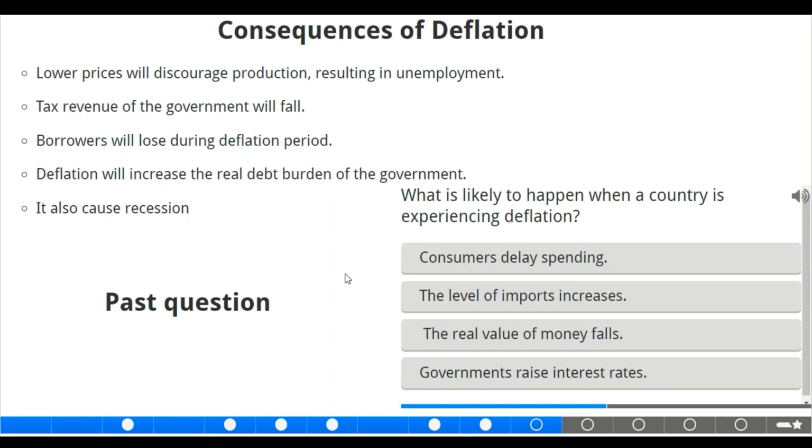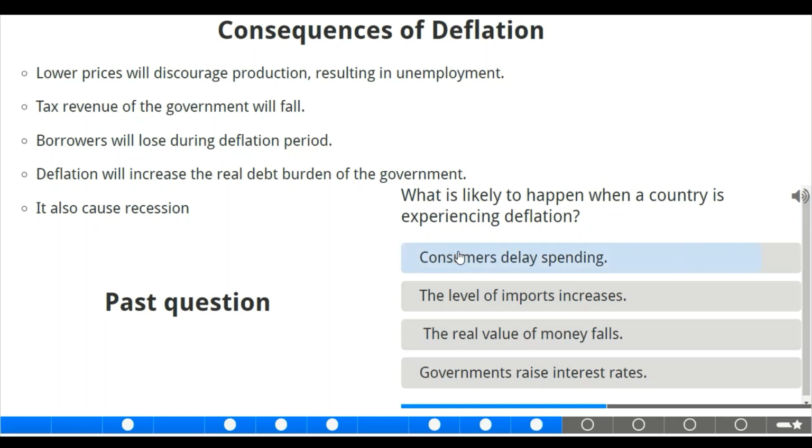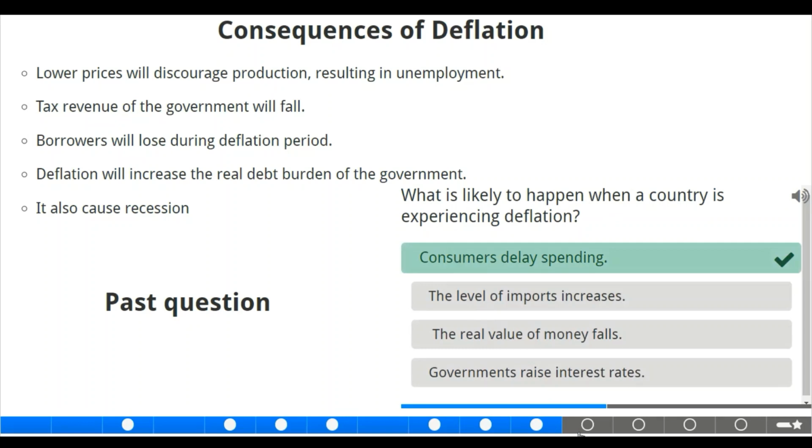Here we have one past question. What is likely to happen when the country is experiencing deflation? If you check out these options: consumers will delay spending, the level of imports increases, the real value of money falls, government raises interest rate. Of course, the consumers will delay their spending.